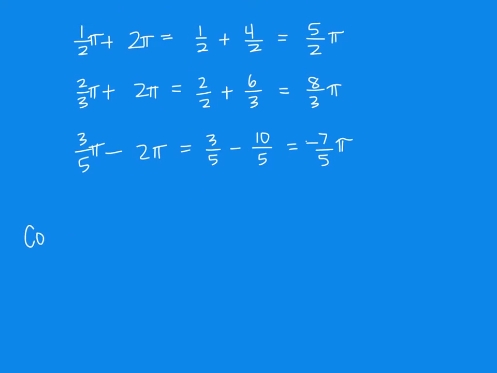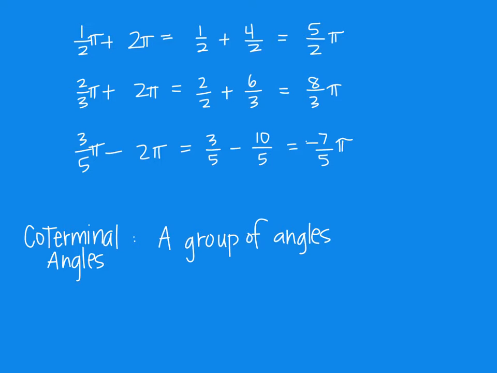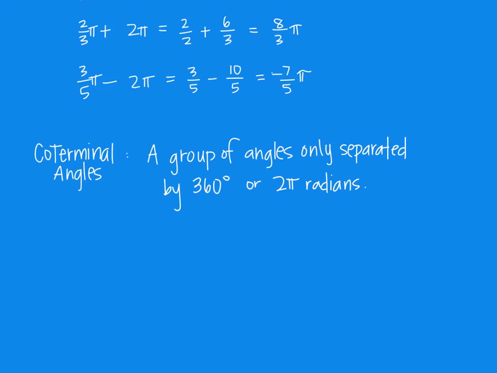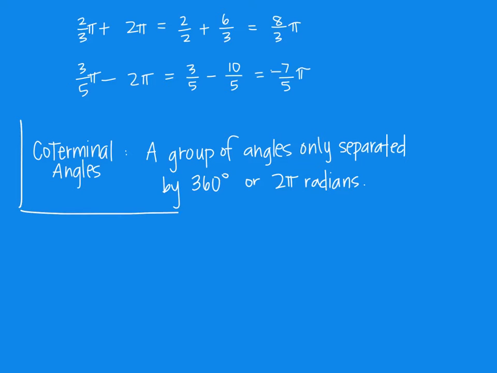Okay, so now let me give you the definition you need today. Coterminal angles: a group of angles only separated by 360 in degrees or 2 pi in radians. Okay, that is the definition of coterminal angles.